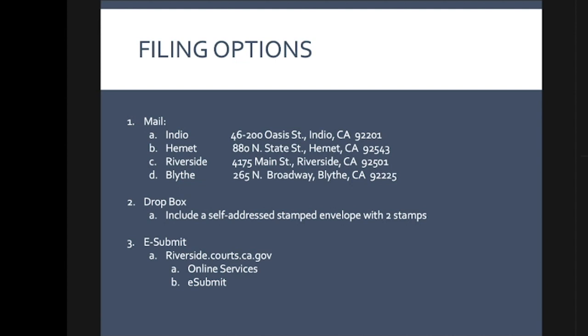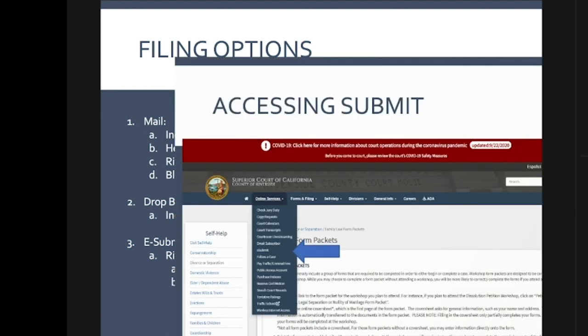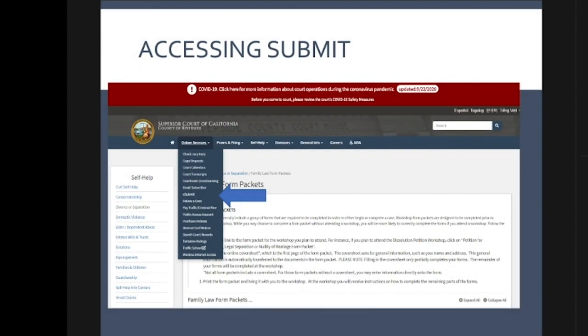Finally, you can e-submit your documents to the court's website at riverside.courts.ca.gov. You can find the e-submit link under the online services. You will be taken to the e-submit page that includes useful information on how to e-submit your documentation.